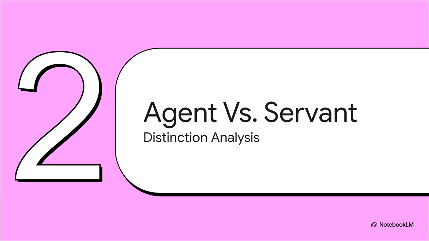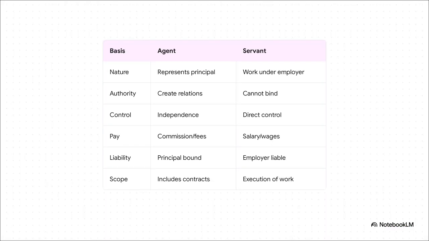Let's move directly into Section 2, Agent versus Servant distinction. This is the absolute heart of the syllabus topic. Take down this comparative analysis row by row. Basis 1 is nature of work. The agent represents the principal in dealings. The servant performs work under the employer. Basis 2, authority. The agent can create legal relations. The servant cannot bind the employer.